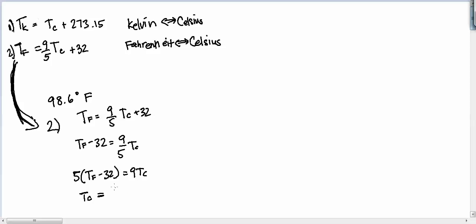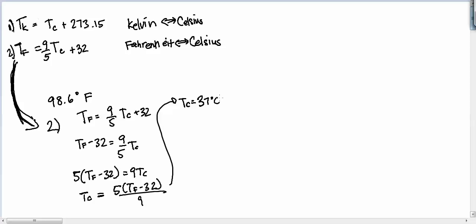All right. So it's equal to 5 times Tf minus 32, all divided by 9. All right, and we said Tf was 98.6. So all you got to do is plug and chug at this point. So Tc is equal to, let me use my handy dandy calculator. Okay, and let's go. 5 times, parentheses, 98.6 minus 32, divided by 9. And I get 37 degrees centigrade.